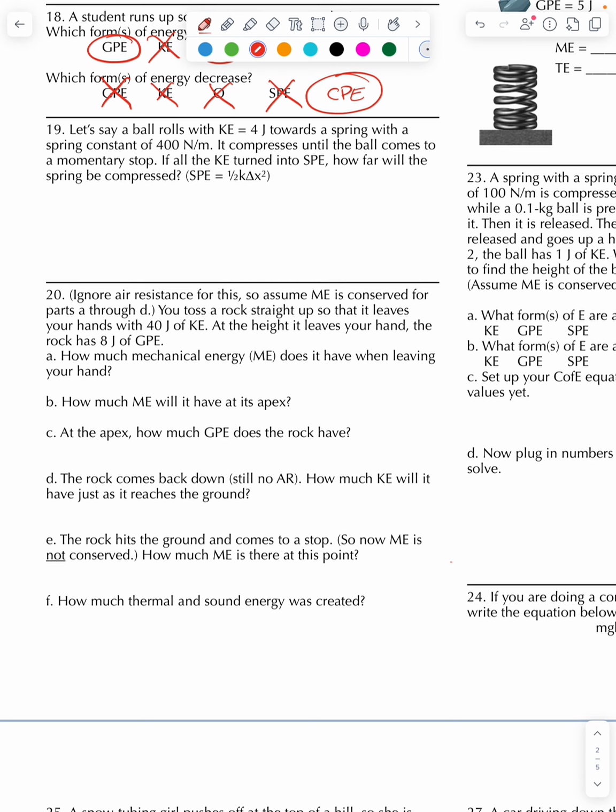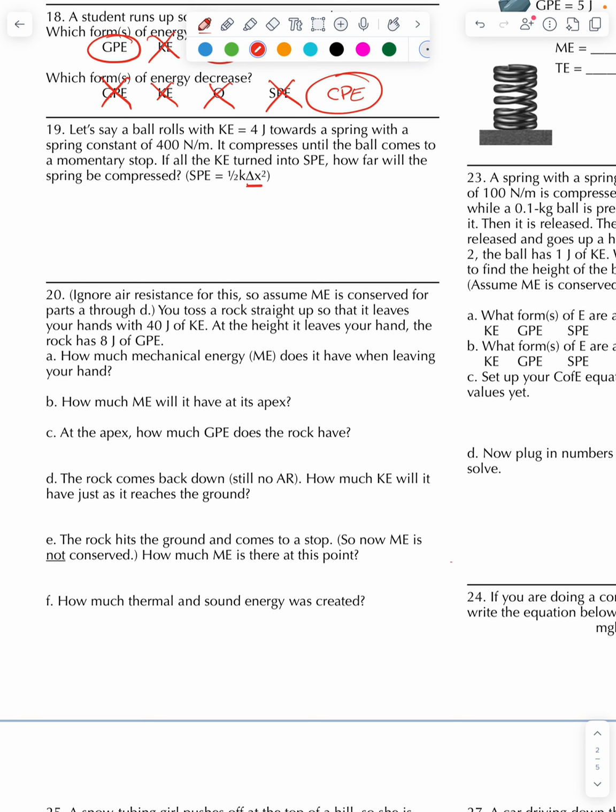How far will the spring be compressed? In other words, we're looking for delta x. Kind of a neat problem. So if we knew, for example, the mass and the velocity of the ball, we can figure out its KE, and we could figure out and anticipate how much the spring would be compressed when it runs into the spring, if you knew the spring constant of the spring.